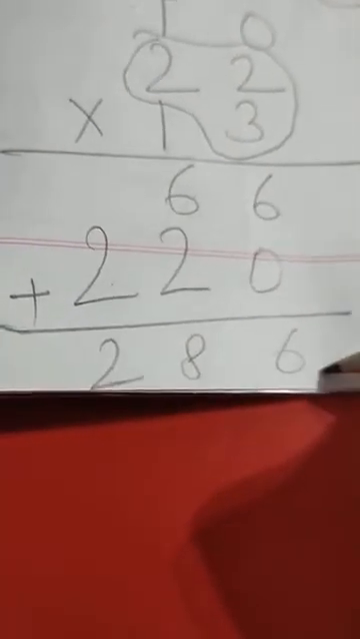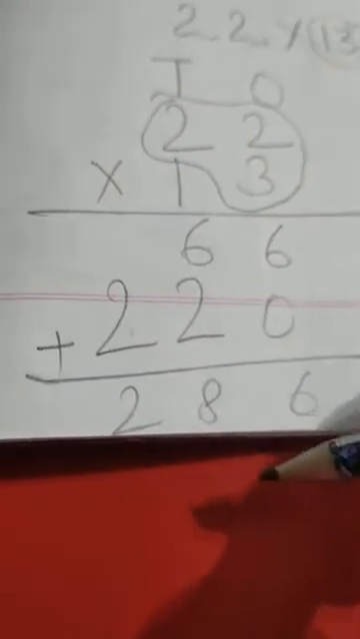Ones place digit, tens place digit, and then hundreds place digit. After that we will add these both products. 6 and 0, 6, and 6 and 2, 8. Here is 2. So the product is 286.